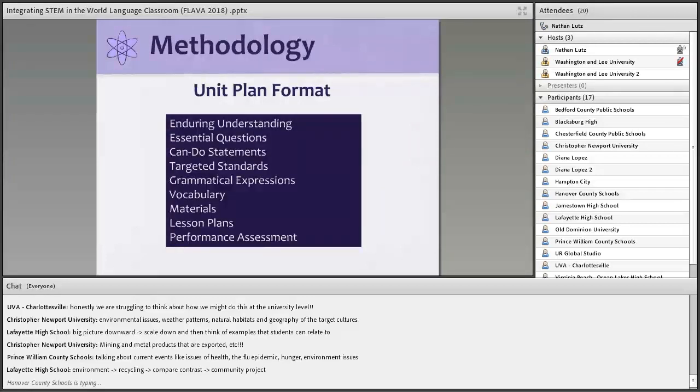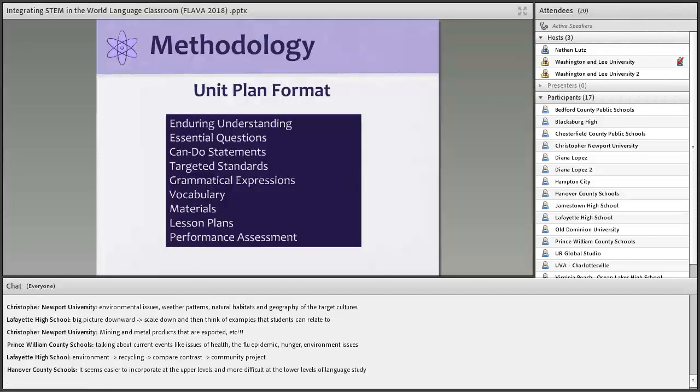So when we started out with our project, we knew what we wanted to do, start teaching STEM topics in our world language classes, but we needed to understand how we would do that. So what we decided to do first was to come up with a unit plan format that we would use to keep some consistency across units, but that it would also help us make sure that our lessons were steeped in best practices for world language learning.